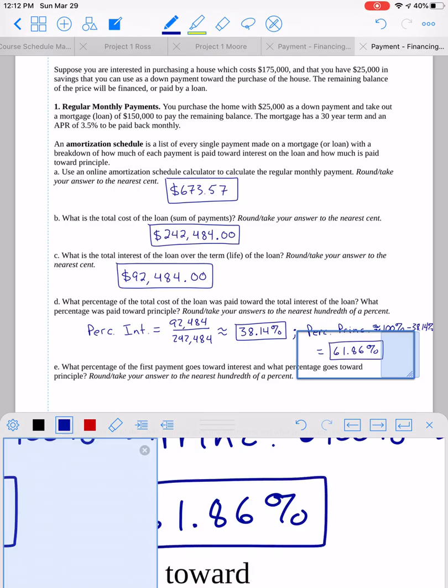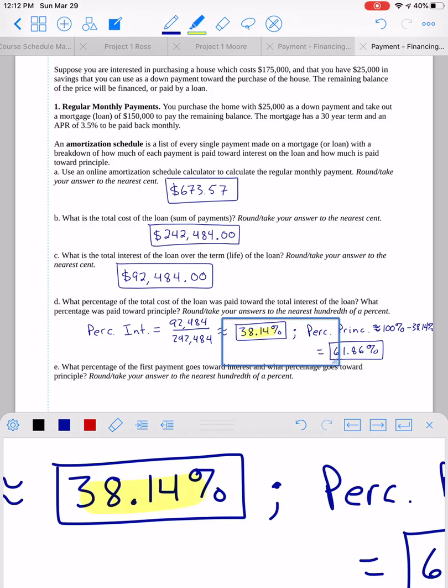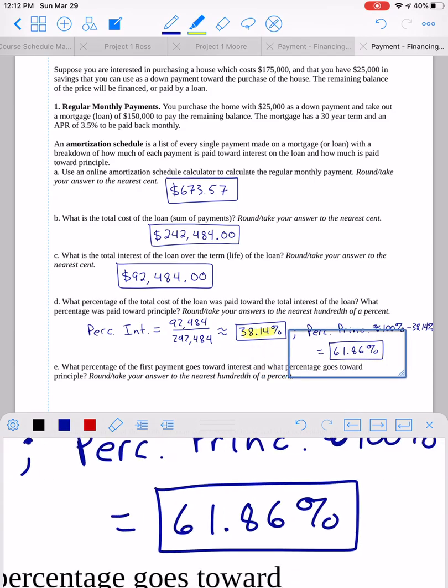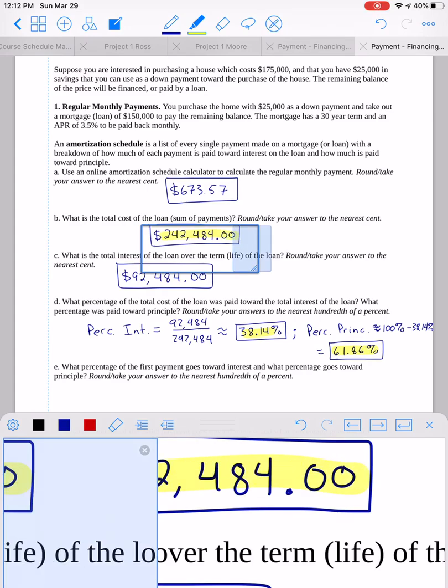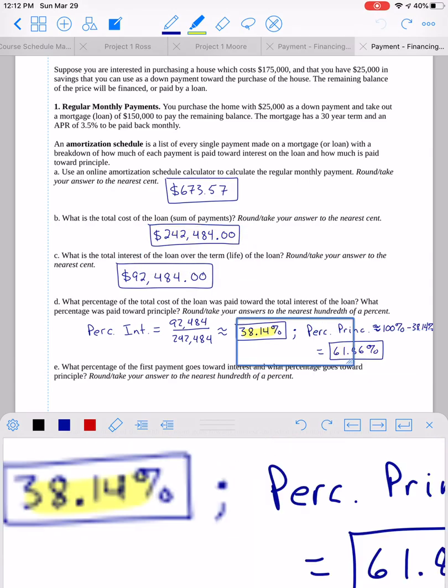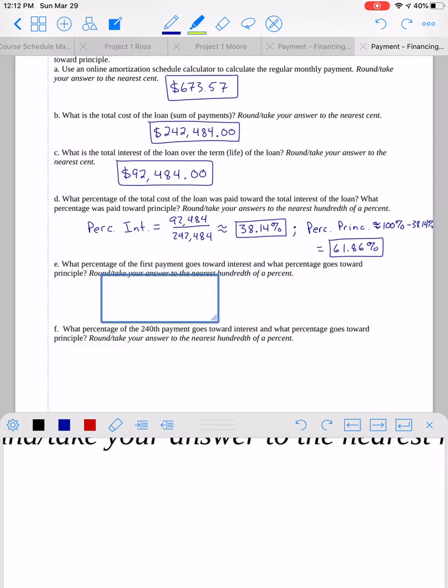So the breakdown of our total cost of the loan is that 38.14% of it was interest over the entire life of the loan, and 61.86% of all of our total payments was paid towards principal. And that's of this amount up here. That's the breakdown of that 242,000. So quite a bit of interest is paid in this scenario, but not as bad as it could be. 3.5% APR is pretty good for a mortgage.